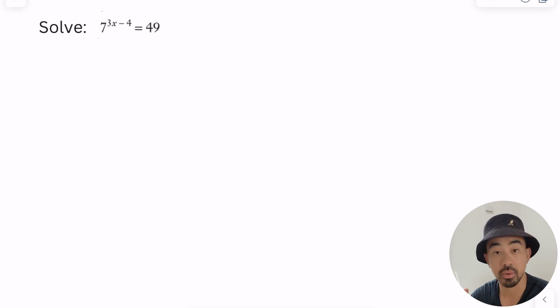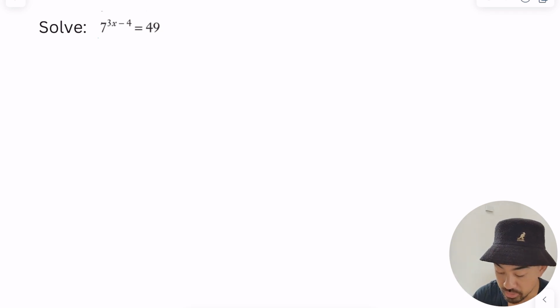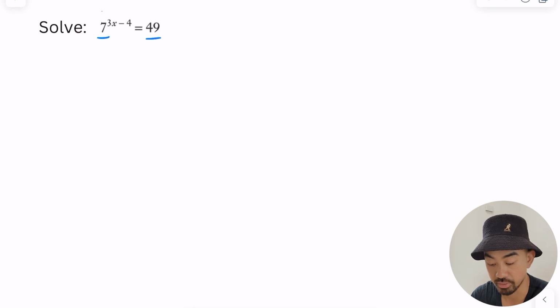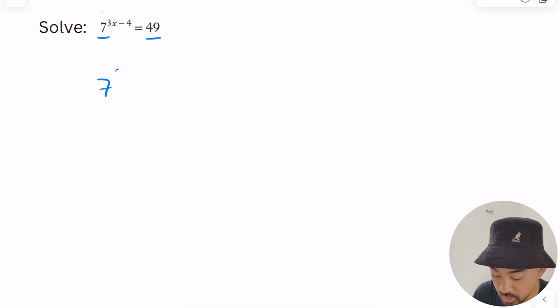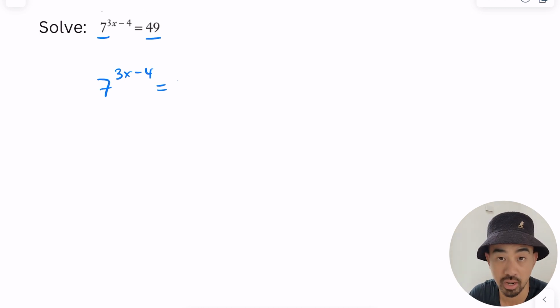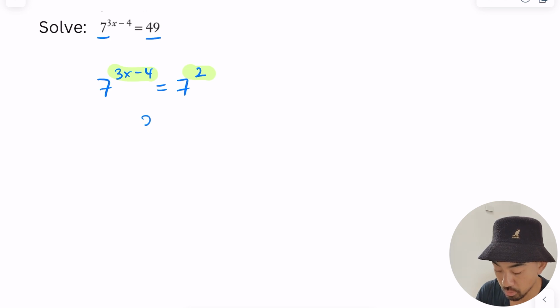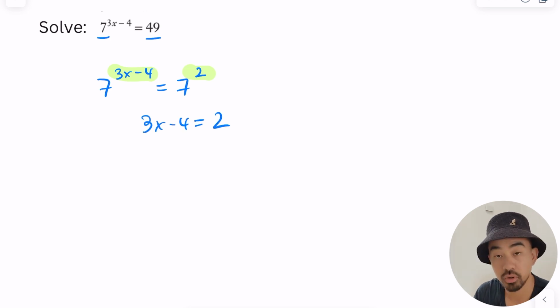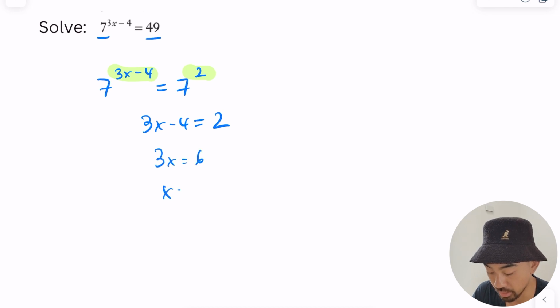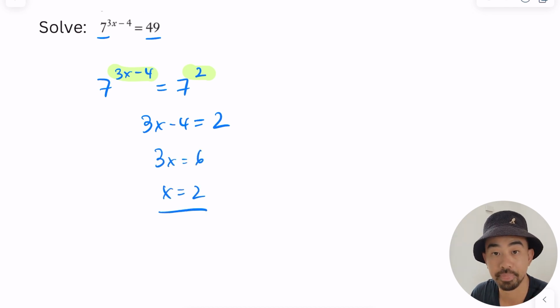7 to the power of 3x minus 4 equals 49. Okay, so once again, I've got my base at 7 and 49. So a little bit easier in terms of figuring out what the power is. 7 to the power of 3x minus 4 equals, now 7 squared is 49, so I can replace that whole 49 with 7 squared. So once the bases are the same, 7 and 7, I can make these indices the same. 3x minus 4 equals 2. And now it's just solving a simple equation. So 3x equals 6, x equals 2, and I'm done.